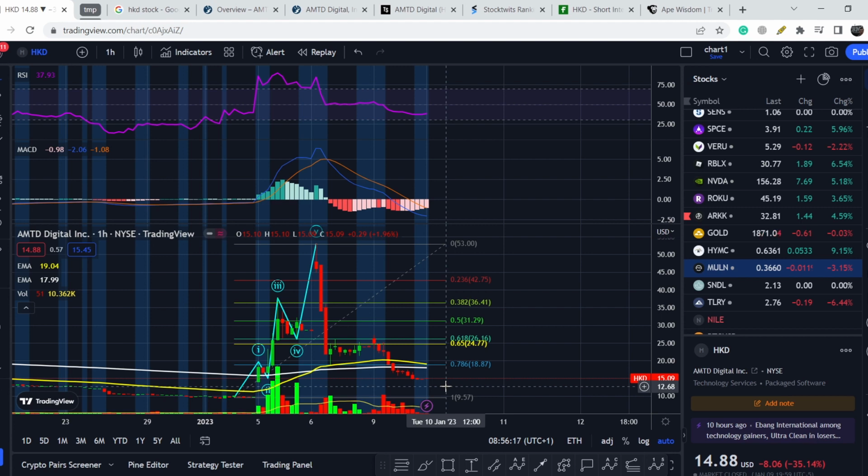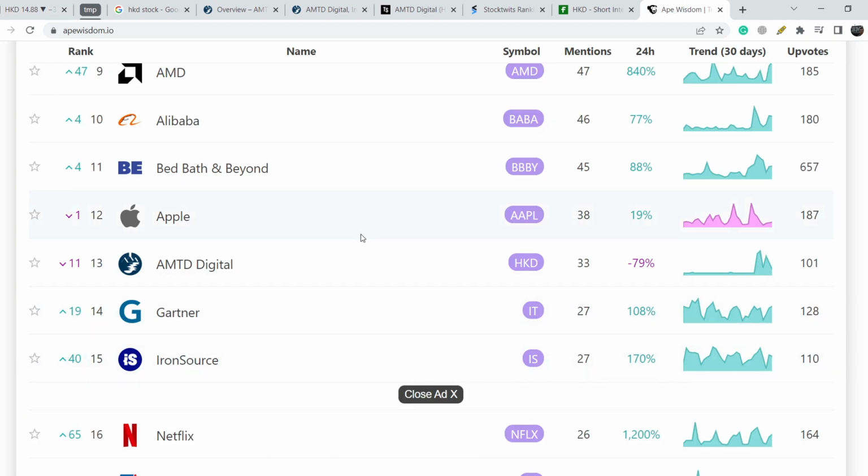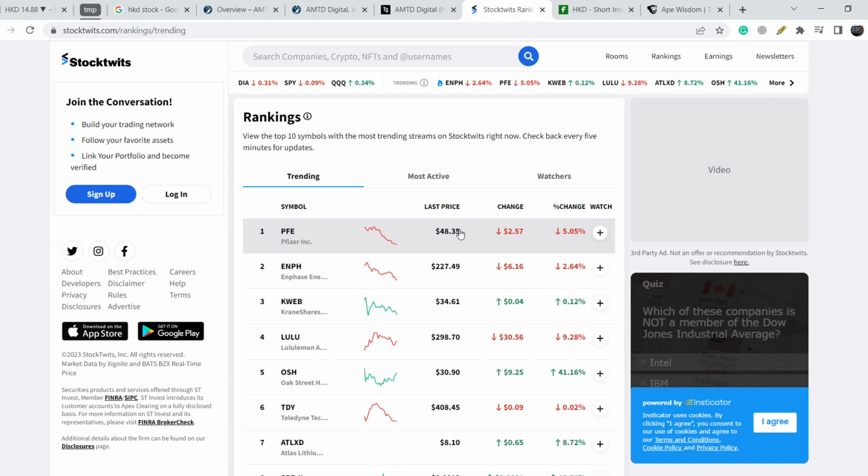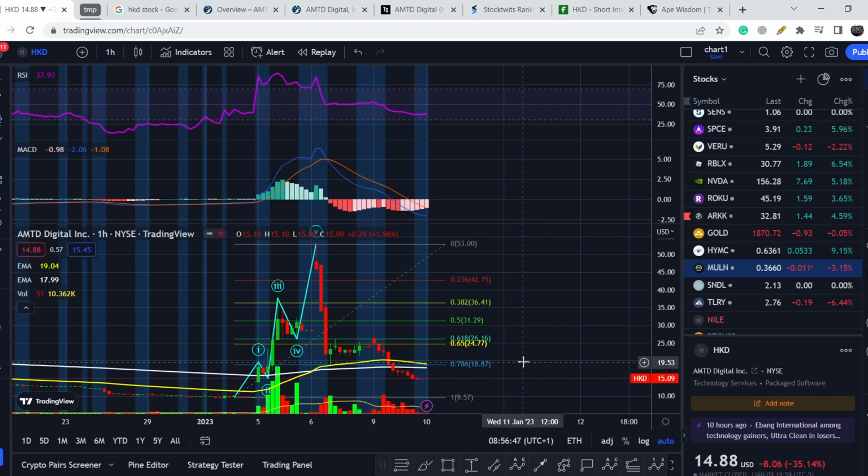So what should you do if you want to try to catch the trade? Definitely, first of all, take a look at the retail community, and if you see an increase in interest in AMTD Digital on apewisdom.io or on stocktweets.com, you can definitely assume that this asset is becoming more interesting to the retail community, and we might see the next potential short squeeze.